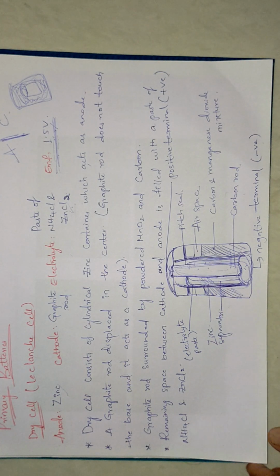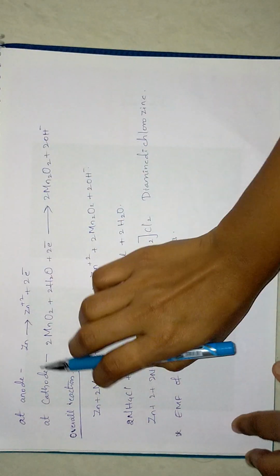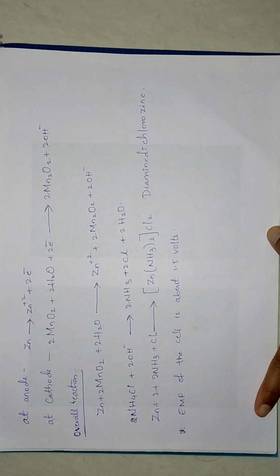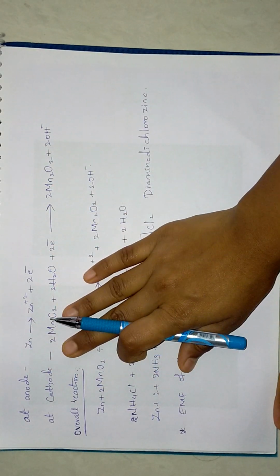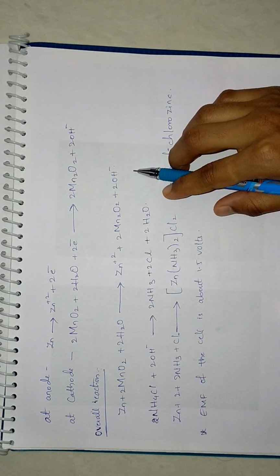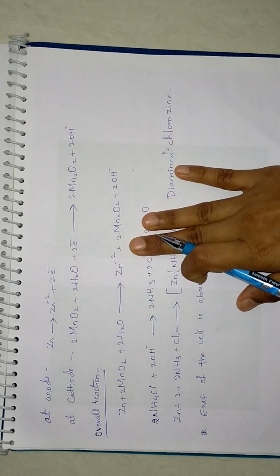Now we will see the reactions. At the anode, Zn gives Zn2+ plus 2 electrons, and at the cathode, 2 MnO2 plus 2 H2O plus 2 electrons are involved. These are the separate anode and cathode reactions, and the overall reaction is this one. Also we can balance the equation. This is a balanced one only.